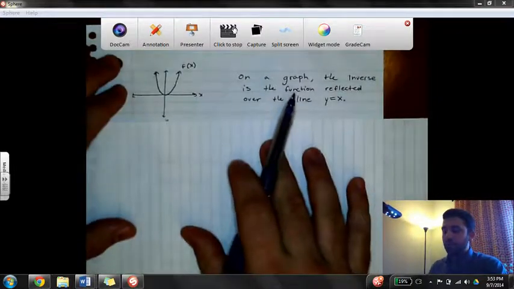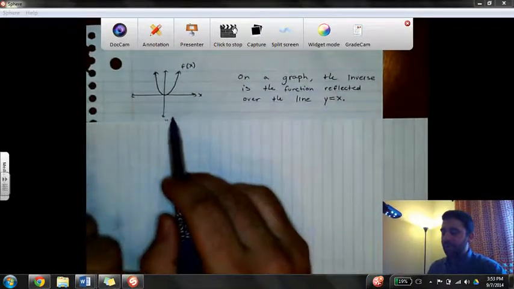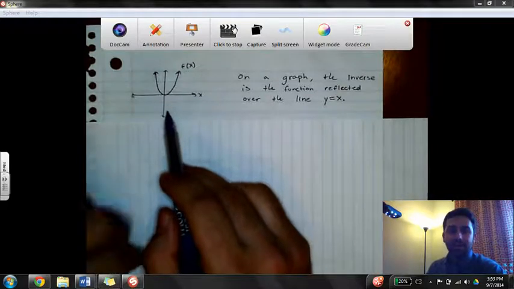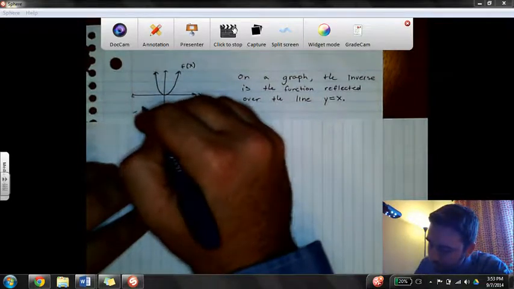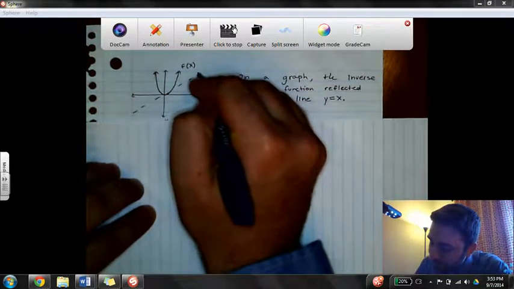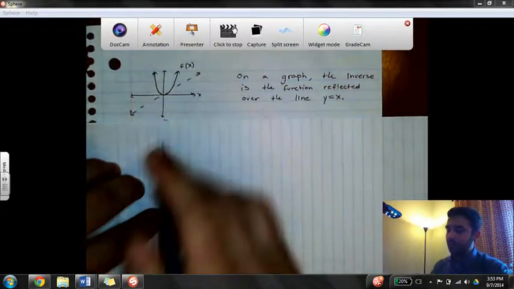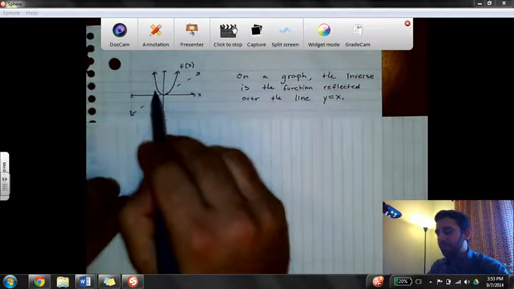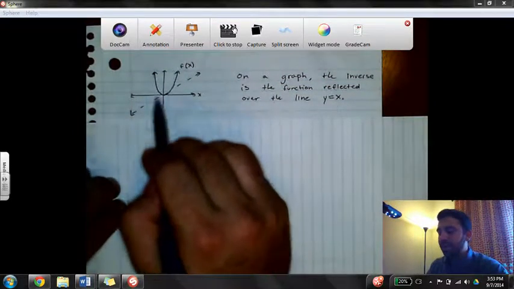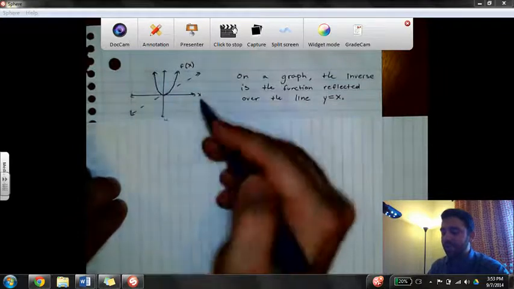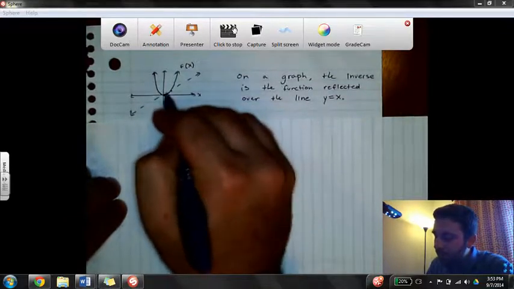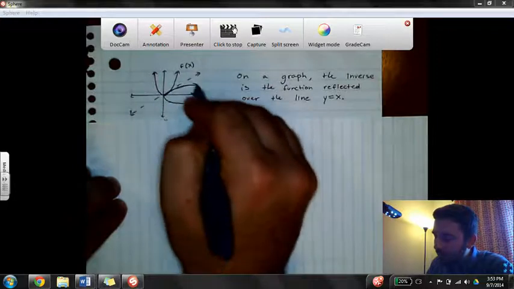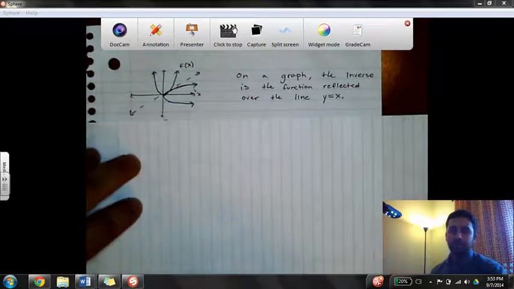On a graph, the inverse of a function is that function reflected over the line y equals x. And that line, which I'm drawing here as a dotted line. And so if I wanted to find the inverse of this function f of x, I would reflect it over the line y equals x.